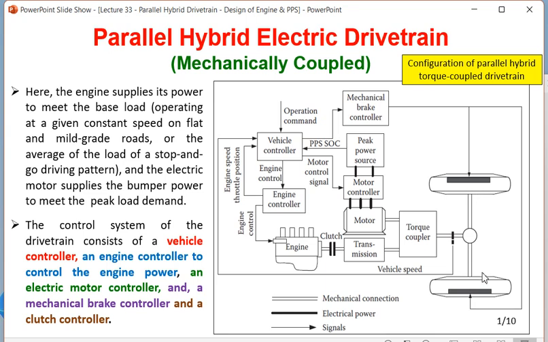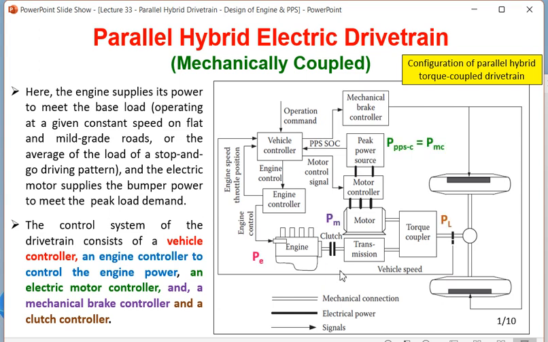Their status is also changed by various mechanical type of sensors or primary sensors. So all these inputs are given to the vehicle controller, and depending on the operation command, this vehicle controller decides how to control the engine, how to control the motor controller, and how to control the brake, as per the command operation and the present status of the vehicle. So this is the basic of the mechanically coupled parallel hybrid electric drivetrain.